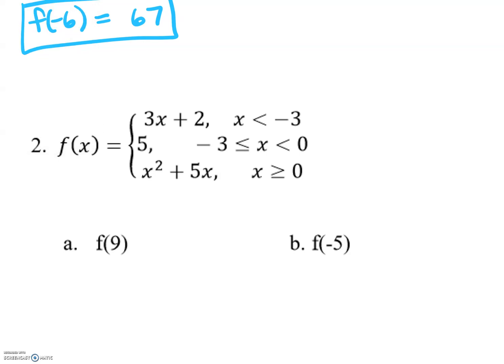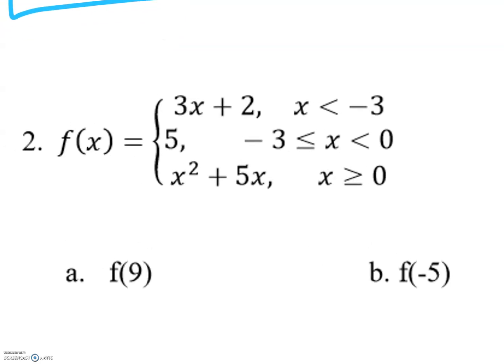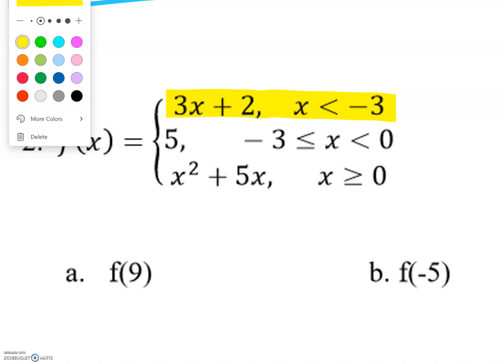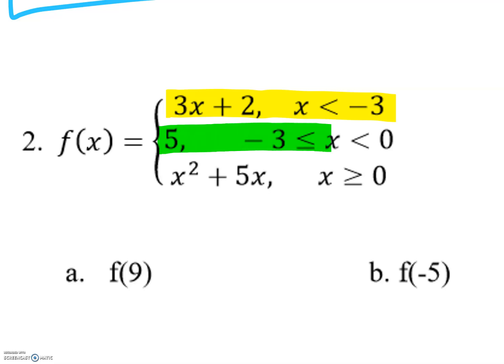Now the last type of function, and I don't know how many of you remember this, is what we call a piecewise function. So notice it gives us actually 3 functions. So the first function is 3x plus 2. It's saying to use that when x is less than negative 3. The middle function is 5, and it's saying to use that when x is between negative 3 and 0.